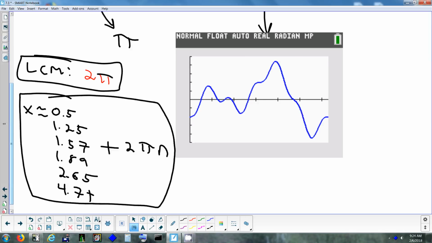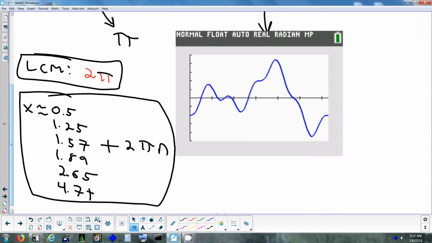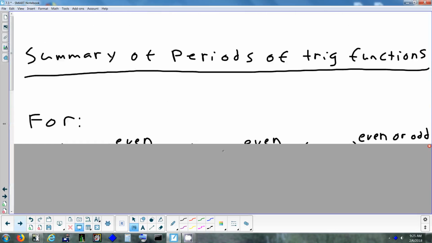All right, so that's solving with equations. With an equation, it's always x equals or approximately equals, and you list your answers. All right, so let's just summarize the general idea of periods.